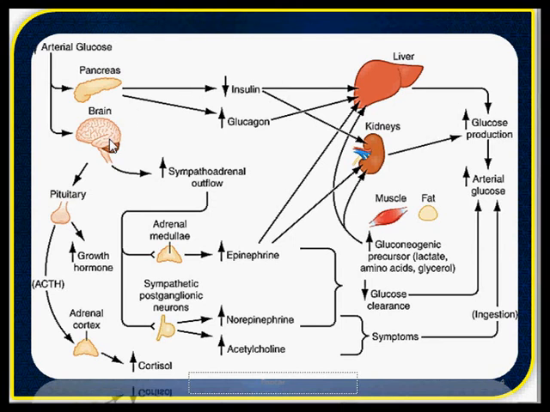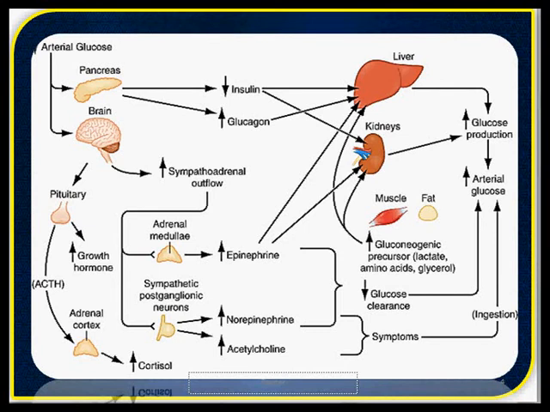The other accessory pathway is through the brain: the pituitary is stimulated, and the pituitary produces growth hormone, which conserves glucose, or it releases ACTH. ACTH is adrenocorticotrophic hormone, which acts on the adrenal cortex. Here, this is the sympathoadrenal outflow through the adrenal medulla, and the ACTH through the adrenal cortex produces excess cortisol. So growth hormone and excess cortisol will also contribute to maintaining the arterial glucose.